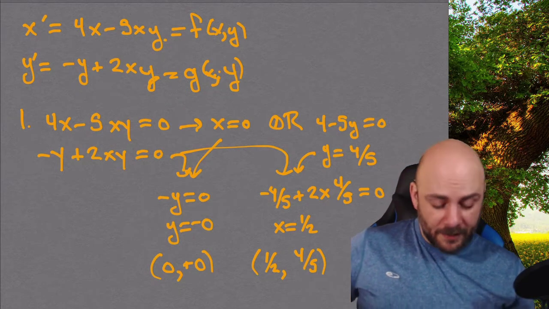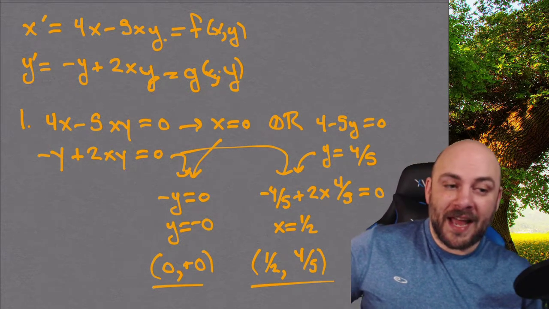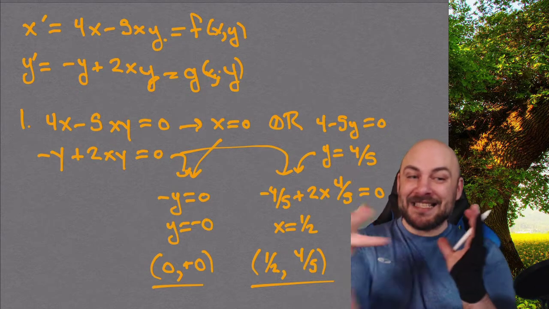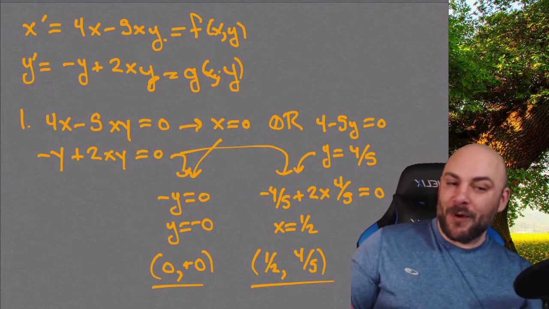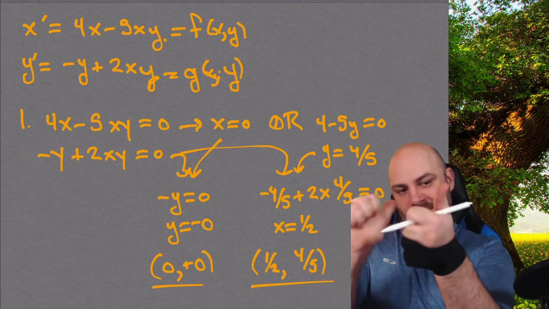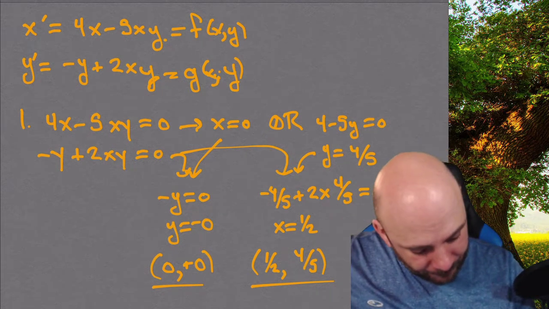So we have an equilibrium point at 0, 0, and 1/2, 4/5. What's nice is we've already seen an example, with relatively simple equations, where we have more than one equilibrium. Step 2 is our linearization. We don't have to reinvent the wheel and do all of that Taylor series stuff every single time.